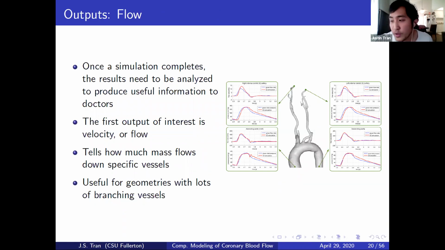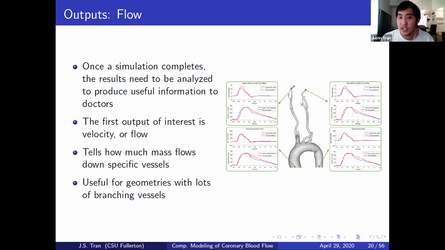Okay, so now let's talk output. Now that we've established the methodology of how we run these simulations, the question is, what can we get out of this, and what outputs are actually useful to clinicians? The first thing that you can typically look at is the flow. When we solve the Navier-Stokes equations, we get the velocity field, and from that velocity field we can compute the flow rate.